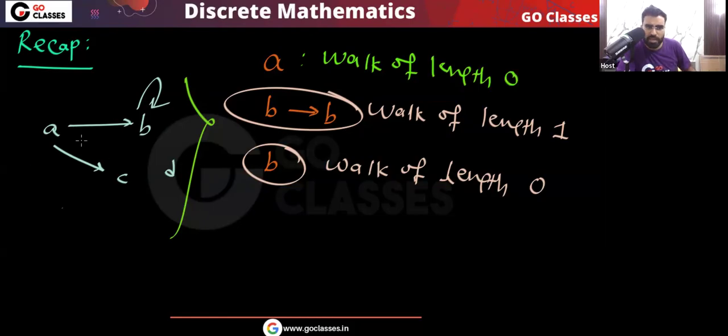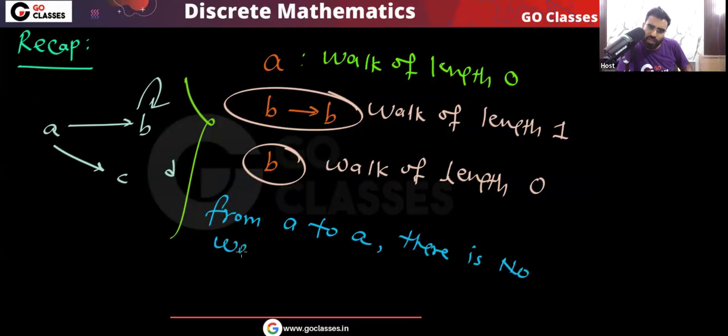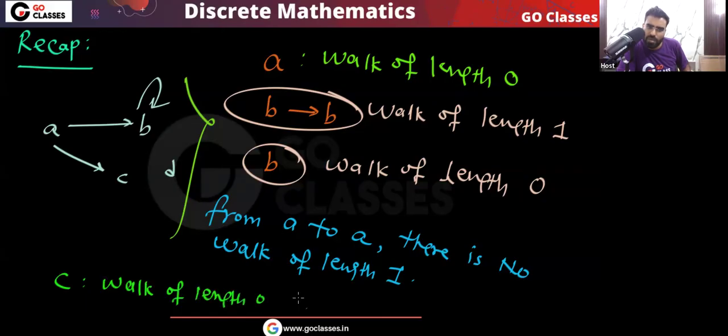Remember, from A to A, there is no walk of length 1, because there is no self loop. But from B to B, there is a walk of length 1. This B to B self loop is a walk of length 1. I hope you understood. For example, if I write C, now this is a walk of length 0. If I write D, this is a walk of length 0.